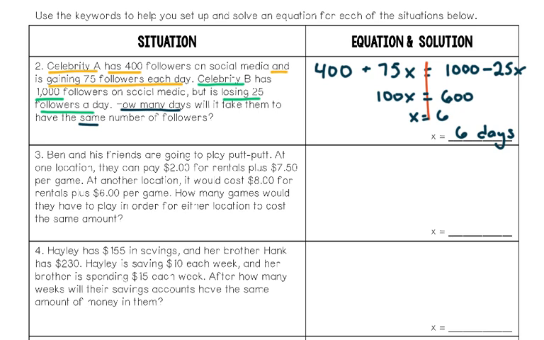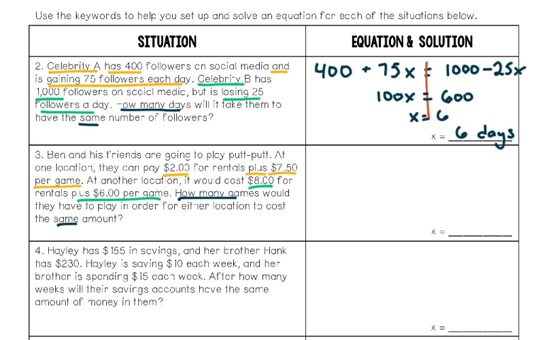Ben and his friends are going to play putt-putt. At one location, they can pay $2 for rentals plus $7.50 per game. At another location, it would cost $8 for rentals plus $6 per game. How many games would they have to play in order for either location to cost the same amount? Hopefully you realize that these were the important numbers and keywords that you're going to use to set up your expressions and write your equation to model this situation.